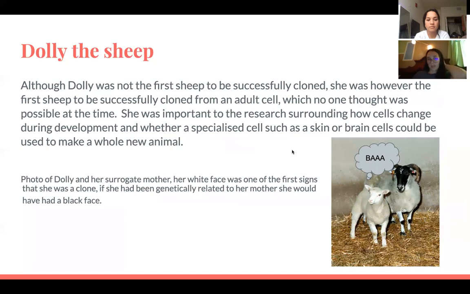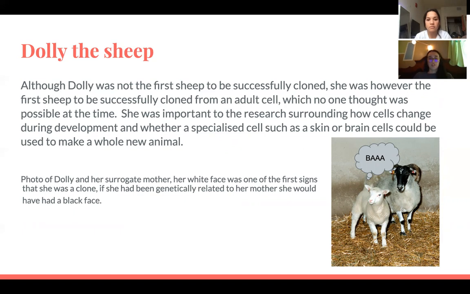Dolly the sheep, I assume we probably all know about Dolly. She was not the first sheep to be successfully cloned. She was, however, the first sheep to be successfully cloned from an adult cell, which no one thought was possible at the time. She was important to the research surrounding how cells change during development and whether a specialized cell, such as a skin cell or brain cell, could be used to make a whole new animal.